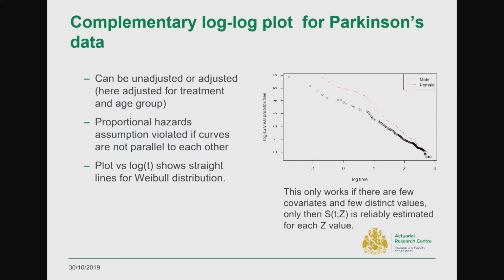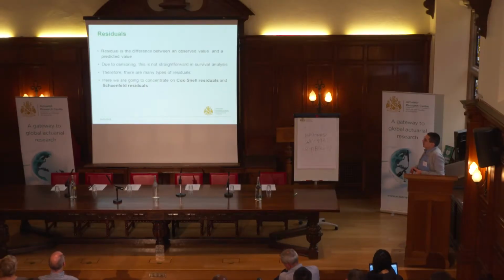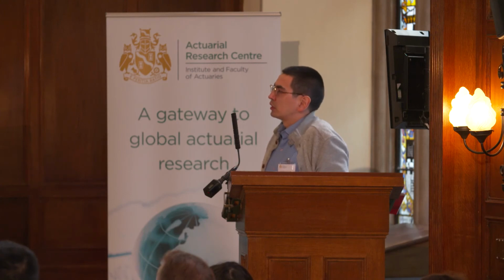So let's go next. This was the graphical methods, but we can also use the formal tests, which are based on residuals. What is the residual? The residual is the difference between observed value and the predicted value. Some basic statistics. However, in survival analysis, because we censor the data, it is not straightforward. There are many types of residuals in survival analysis and in statistics in general, but we will only concentrate on Cox-Snell and Schoenfeld residuals here.